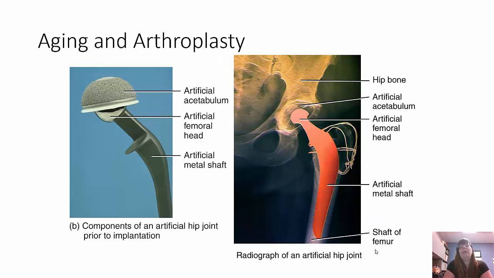So here's an x-ray showing you, or a radiograph I should say, and there's a picture looking at what it is. So you have that artificial acetabulum up there, and then the artificial femoral head going in, and then the metal shaft. Oftentimes they will use titanium because titanium does not have any antigens or anything to elicit an immune response from us. So titanium is a good thing to use for any kind of metal replacements in your body.